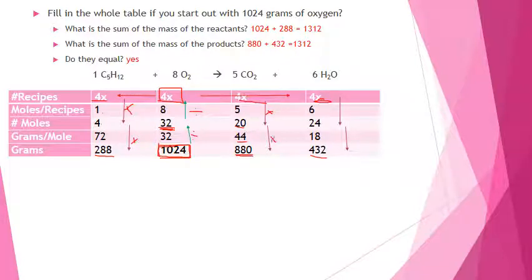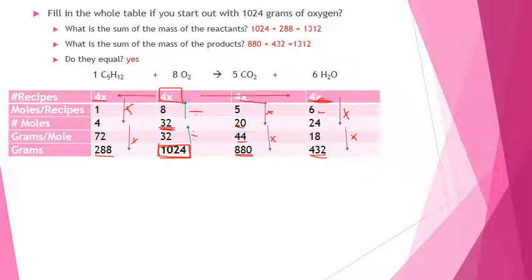And then for water, again, you can do the recipe 4 times. Each time you do it is 6 moles. So do 6 moles 4 times for 24. And then you do 18 grams. Each mole is 18 grams. You do that 24 times, and you get 432.